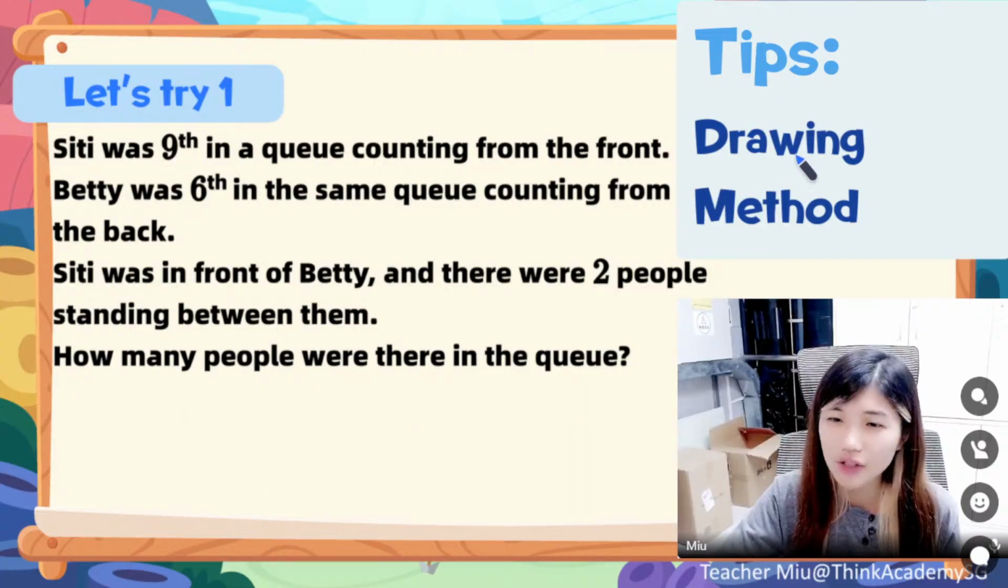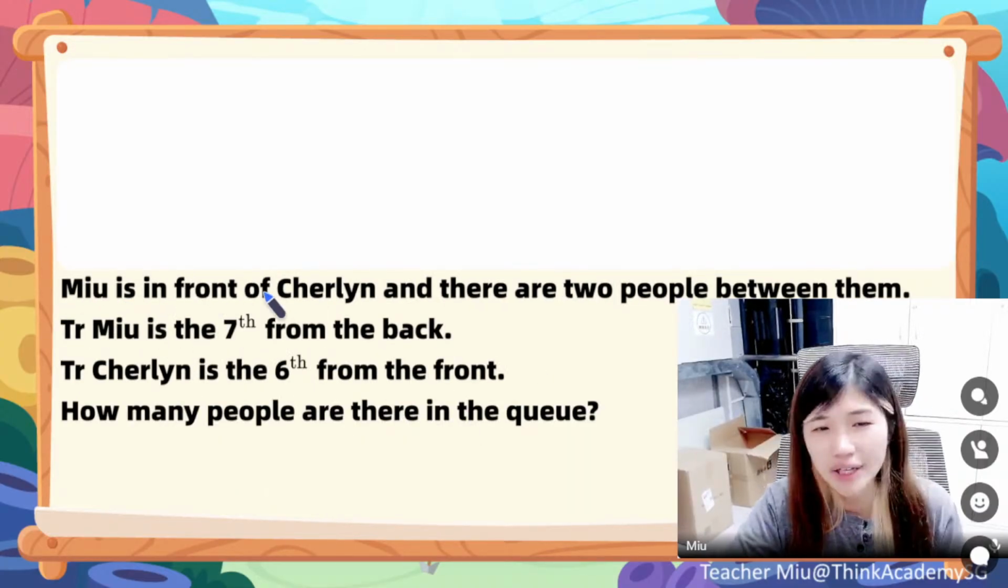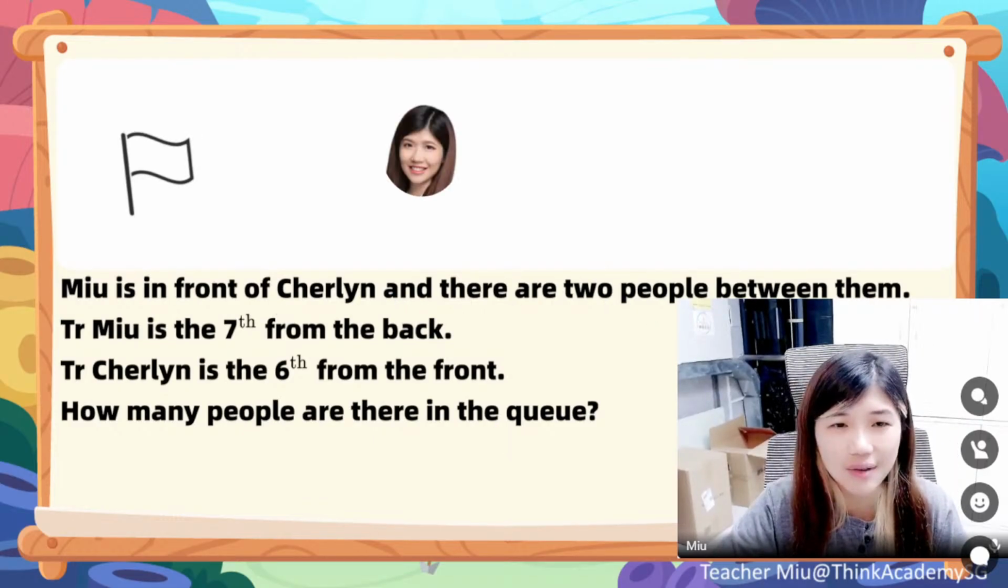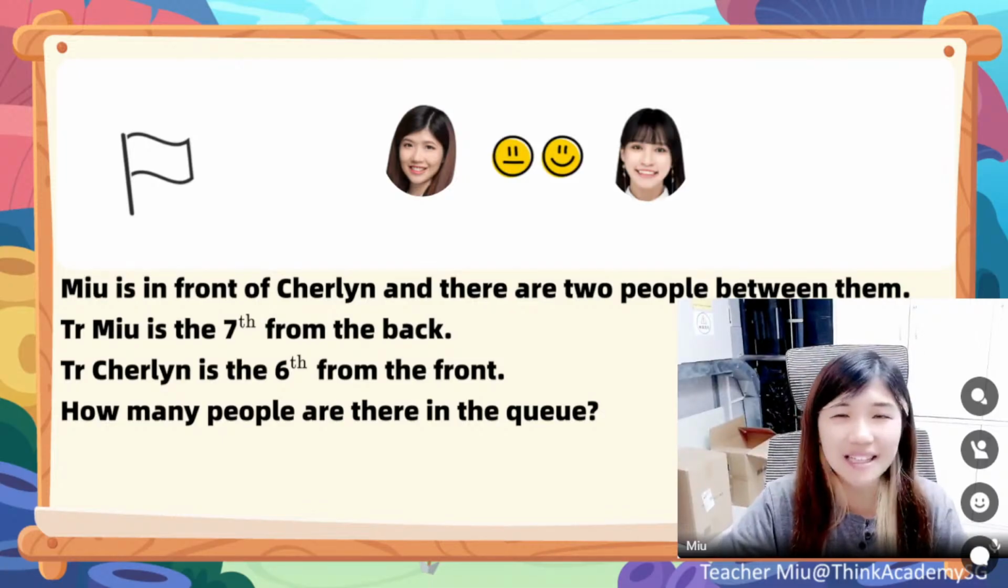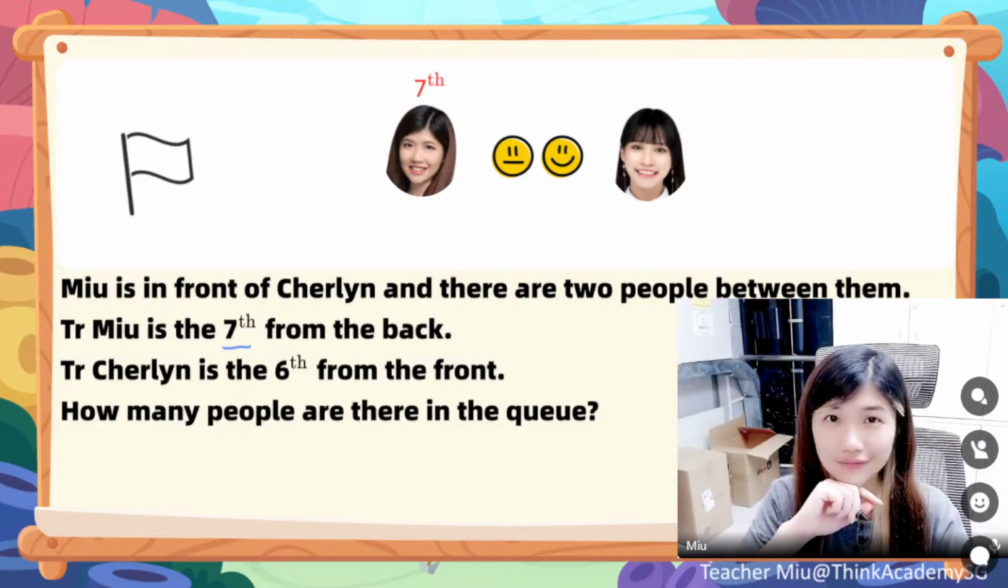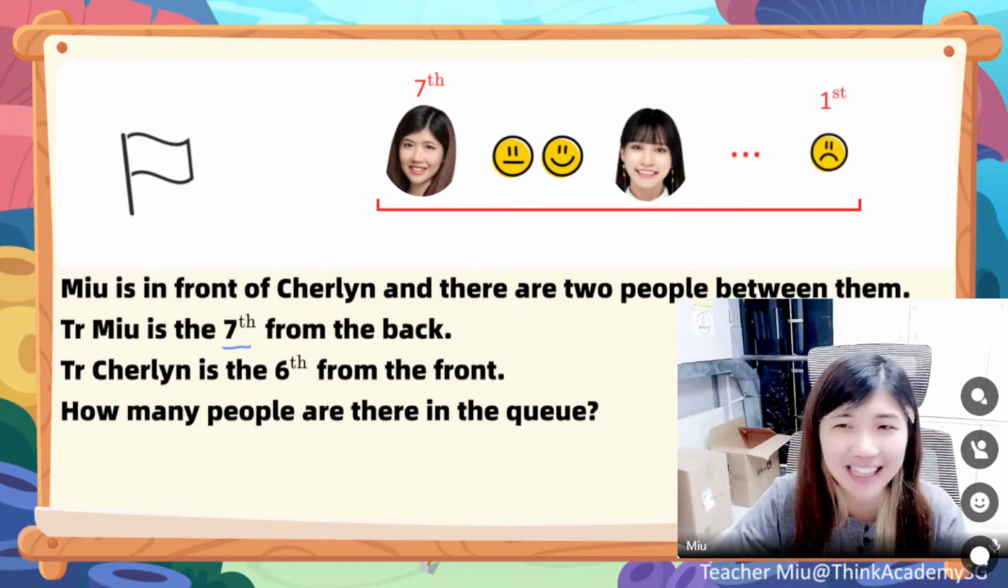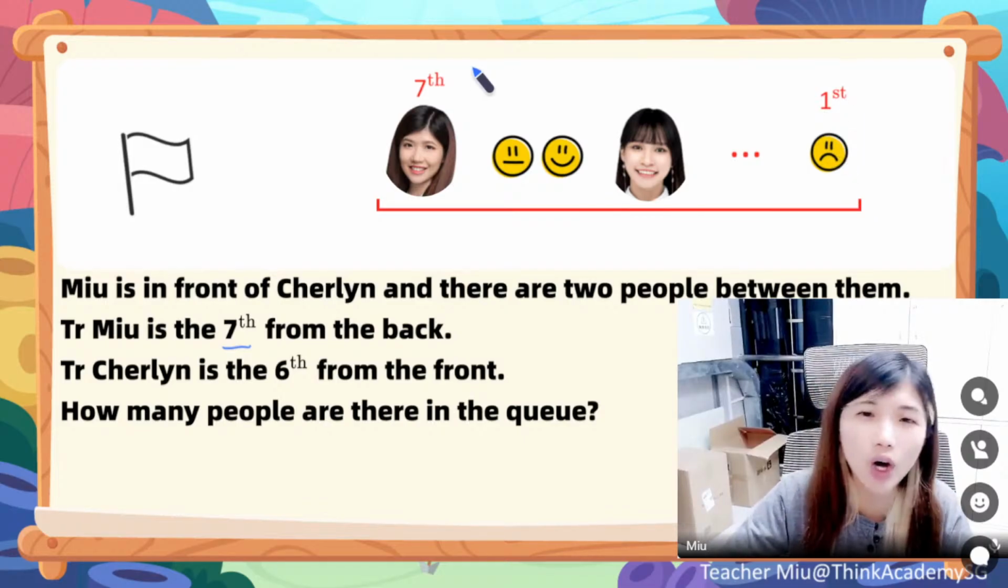But what about this one? Now, Mew is in front of Charlene, and there are 2 people standing between them. So basically, it's like this, right? Mew is standing in front of Charlene, and 2 people between us. But this time, Mew is the 7th from the back. That means this is Mew, the 7th, but from the back. Where is the first one from the back? Oh no. The first one from the back is at the back. That means the red color bench, from the first one from the back all the way to Mew, there are 7 people.